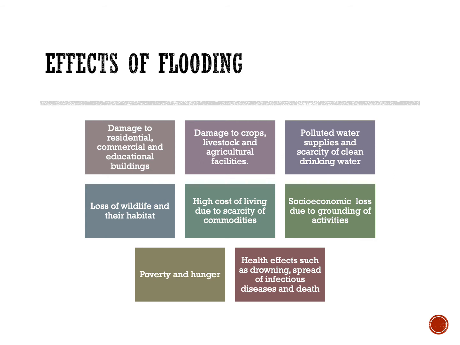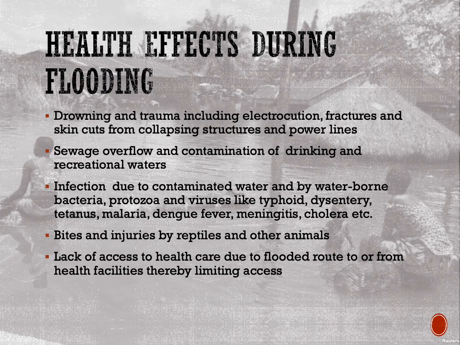And then there are also health effects, which we are going to narrow down to. Those health effects are things like drowning, spread of infectious diseases. Sometimes we cannot even have access to health facilities, and there is limited access to health care. So let's look at the health effects during flooding and after flooding. When there is flooding, you can hear things like people are drowning. Houses can collapse, and then people fall, have fractures, skin cuts, and power lines can fall and people can be electrocuted. So those are the things that happen.